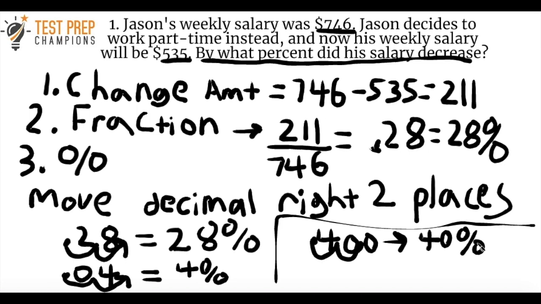And so once you get the hang of it, you'll be able to just look at a number like this, 0.28, and just think, oh, that's 28%. But until you get the hang of that, just remember, you move the decimal to the right 2 places and then add the percent sign right there.